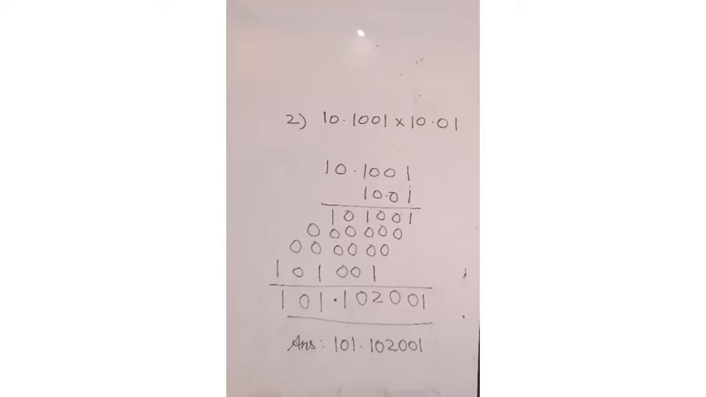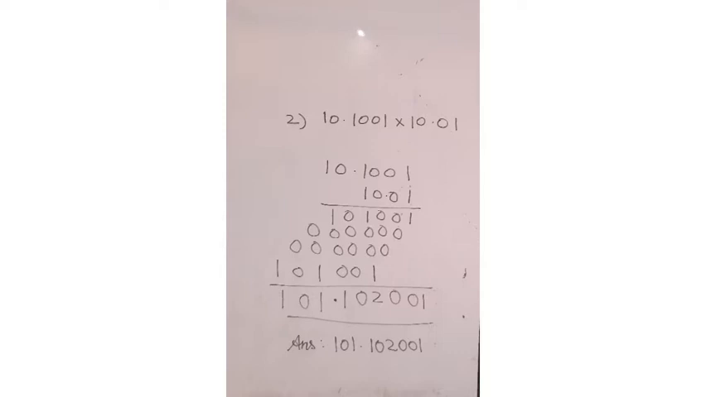Then second question, 10.1001 into 10.01. Now we can multiply. After the multiplication, we have after the point 6 digits, isn't it? So we can put the point after the 6 digits, okay? So what's the answer? 101.102001 is the answer, okay?